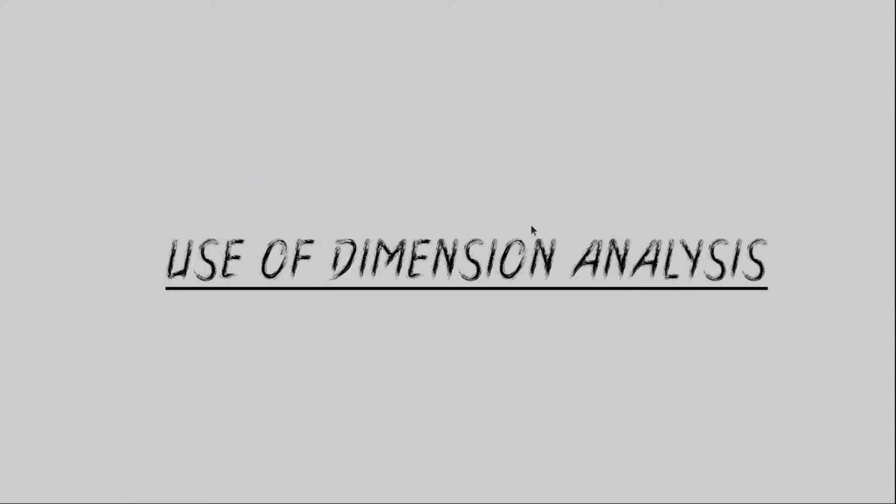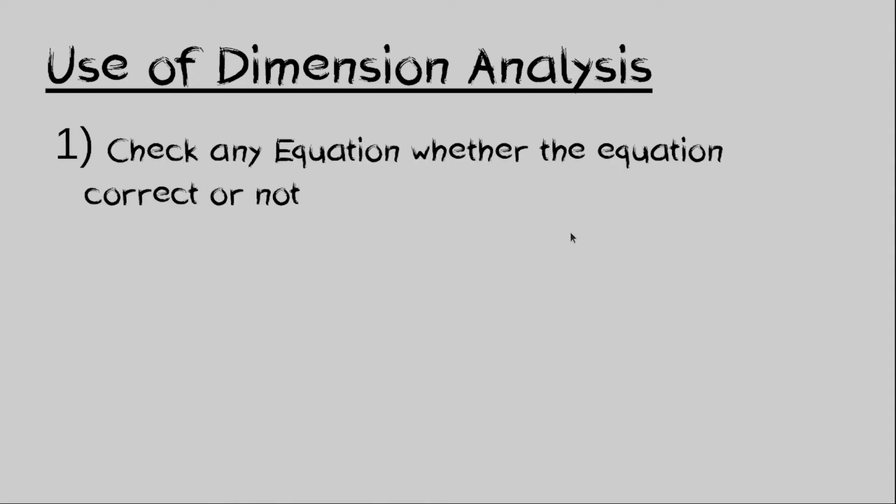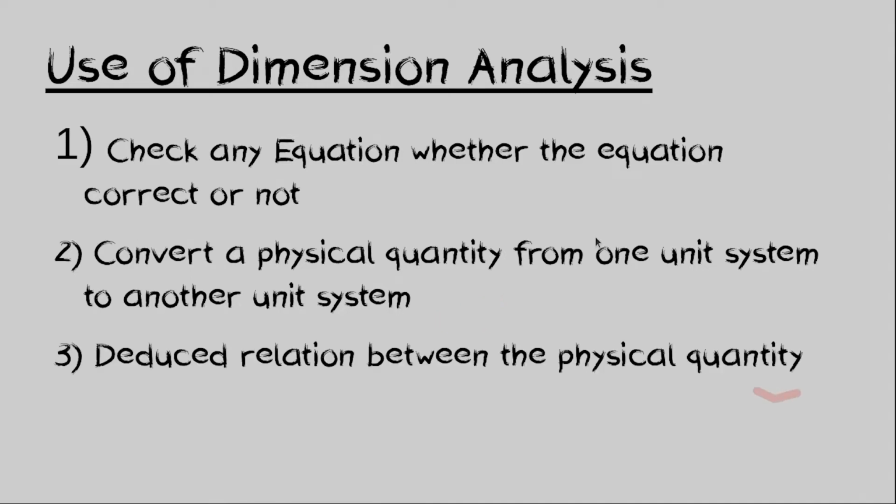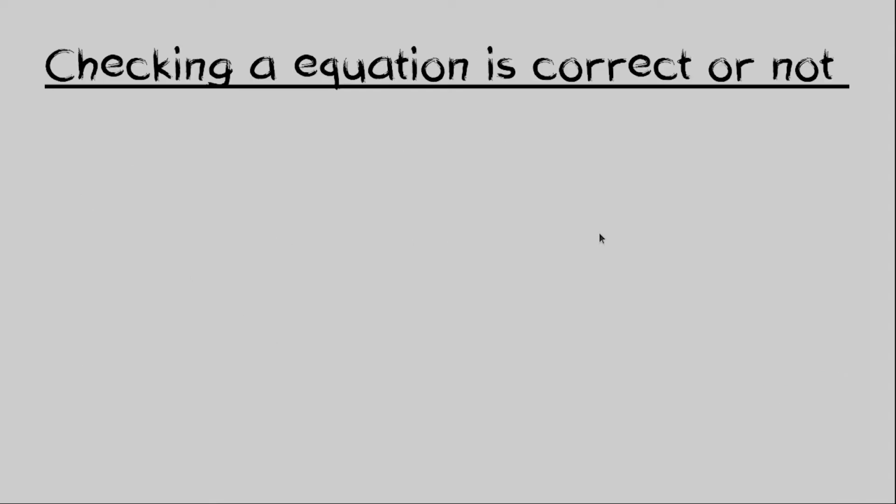The use of dimension analysis. From dimension analysis, we can check any physical equation, whether the equation is correct or not. We can convert a physical quantity from one unit system to another unit system, and we can deduce the relation between physical quantities. We will discuss all three one by one.